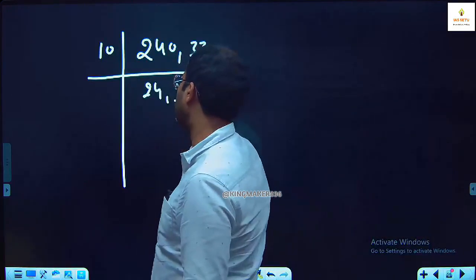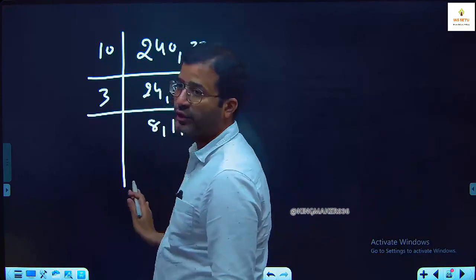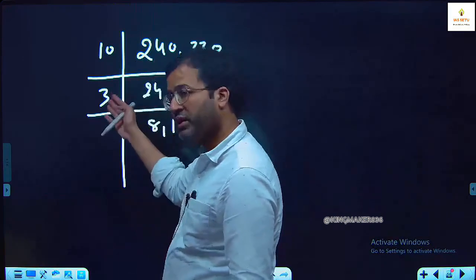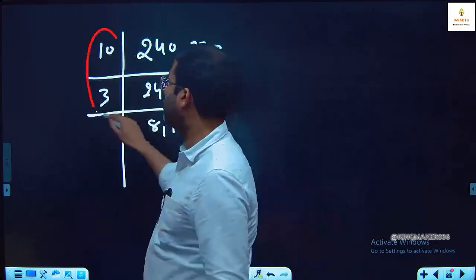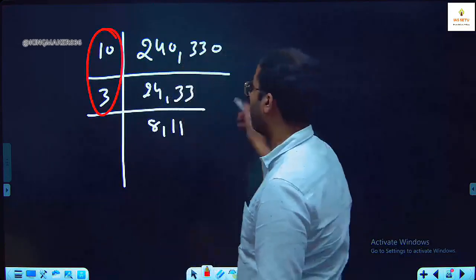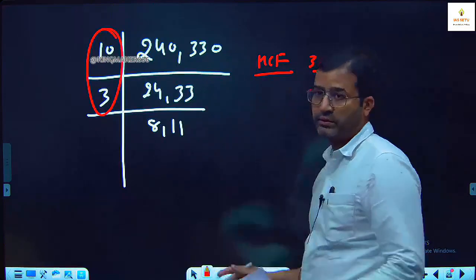24 and 33 both are multiple of 3, take 3 common. 8 and 11, after that you don't have common factor. अगर कॉमन निकल रहे तो निकालते जाओ जब तक कॉमन तो होने चाहिए ना. So 10 into 3, 30. So your HCF of 240 and 330 is 30.